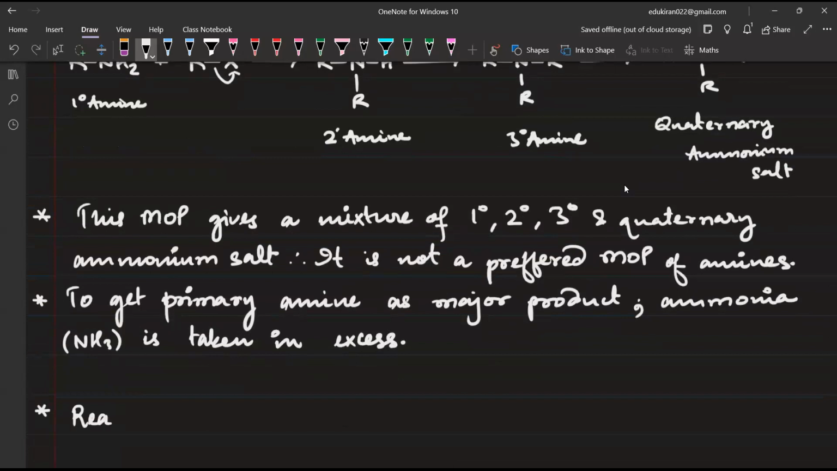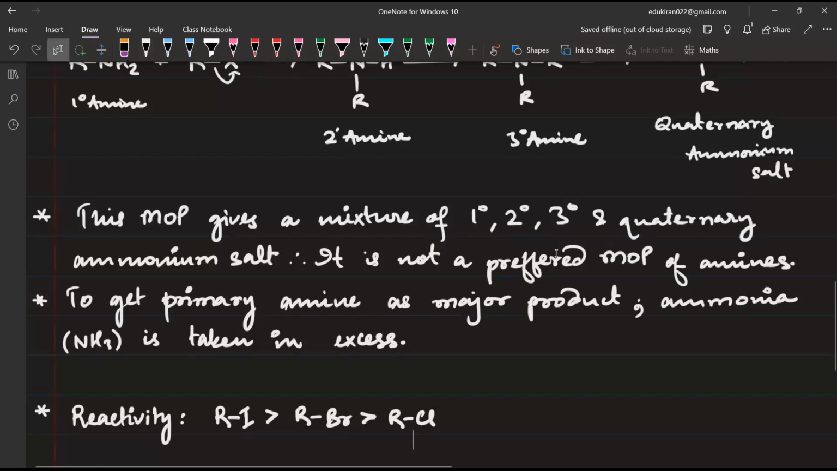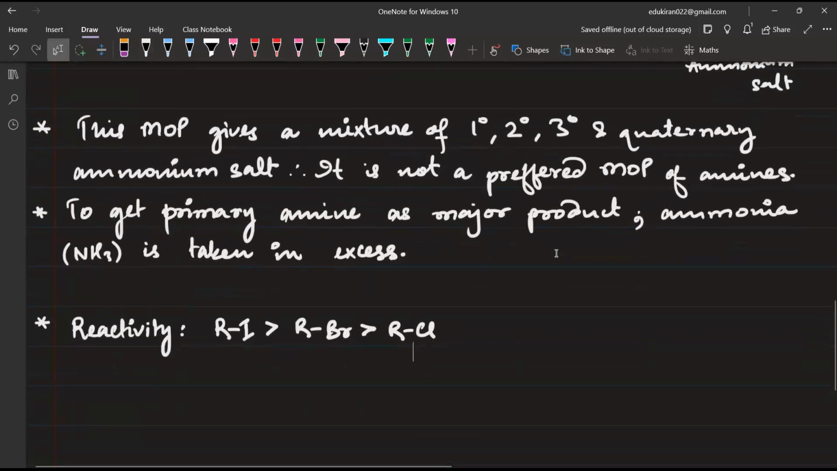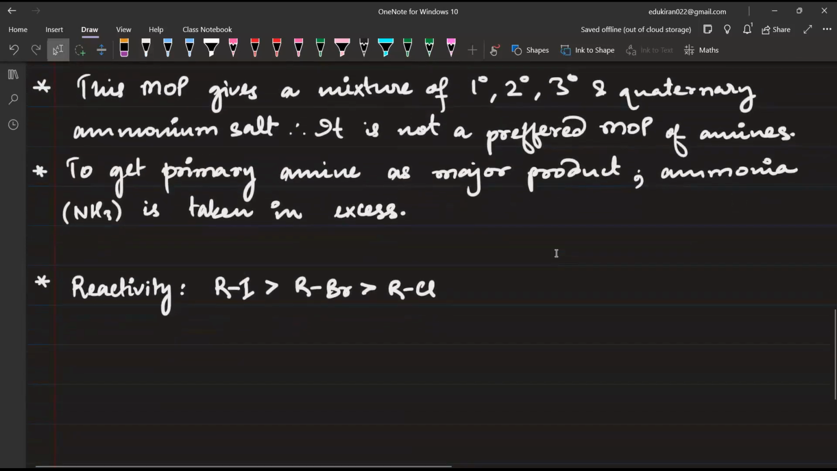If we compare the reactivity of different alkyl halides, then obviously alkyl iodide will be fastest, followed by alkyl bromide, followed by alkyl chloride. Alkyl fluorides are very less reactive. They don't react very fast. And this is the same reactivity order because it is an SN reaction, a nucleophilic substitution. So in it the leaving group should be able to bear the negative charge. So iodine can bear the negative charge very easily.